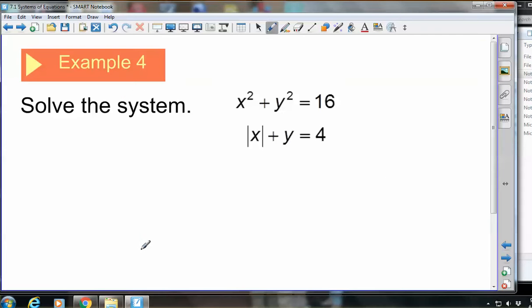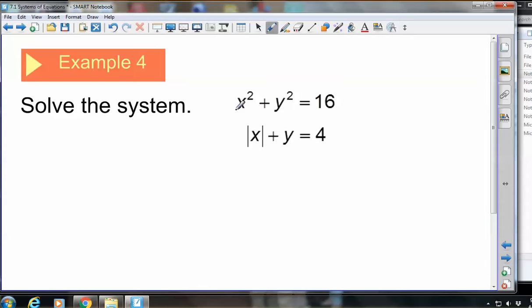We're gonna try a couple more before we quit. Look at this one. X squared plus y squared equals 16. That's actually a circle. Second one is an absolute value graph. So I need to know where these two things are going to intersect. We can't just multiply by a negative and add these together, because nothing's going to drop out. I have an x squared, a y squared, an absolute value, and a y. So nothing's going to go away.